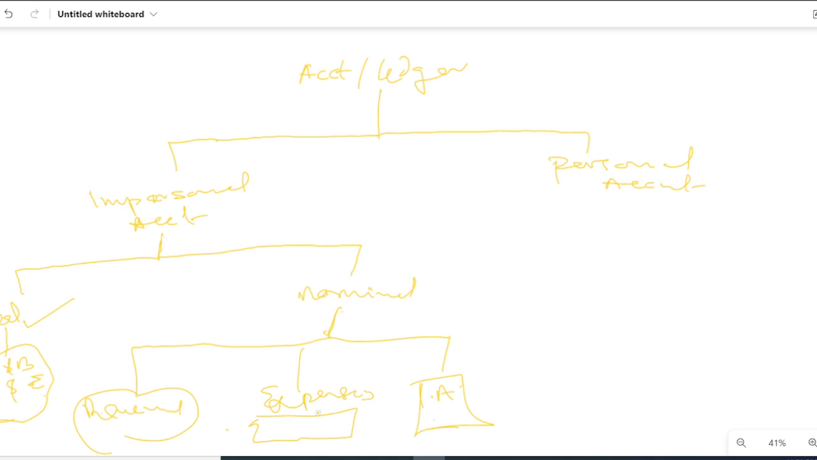Then let's go to the other one, which is personal account. Under personal account, we have debtors account. We have creditors account. Under this, then we have private account.